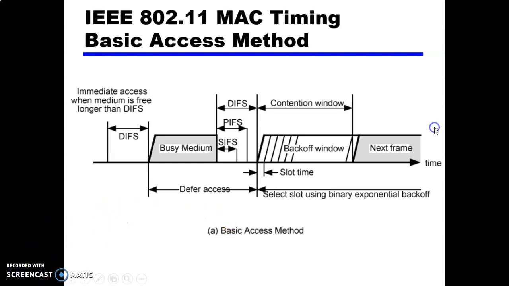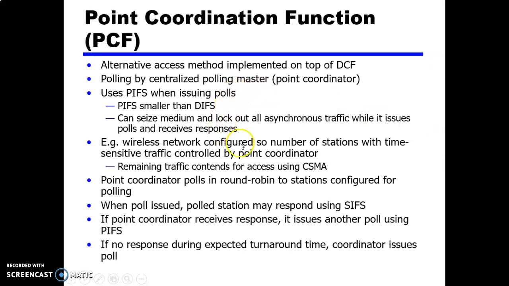So now the previous timing diagram which we have seen, we will clear up in the super frame structure, which we will see later. Now PCF is an alternative access method implemented on top of DCF, with polling by the centralized polling master. We have seen these things previously; this is just a recap. It uses PIFS when issuing polls. PIFS is smaller than DIFS. It can seize the medium and lock out all asynchronous traffic while it issues polls and receives responses. This is because PIFS has greater priority than DIFS.